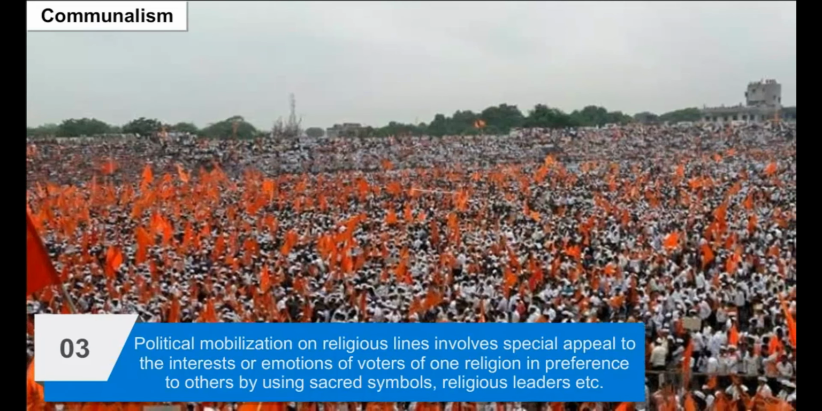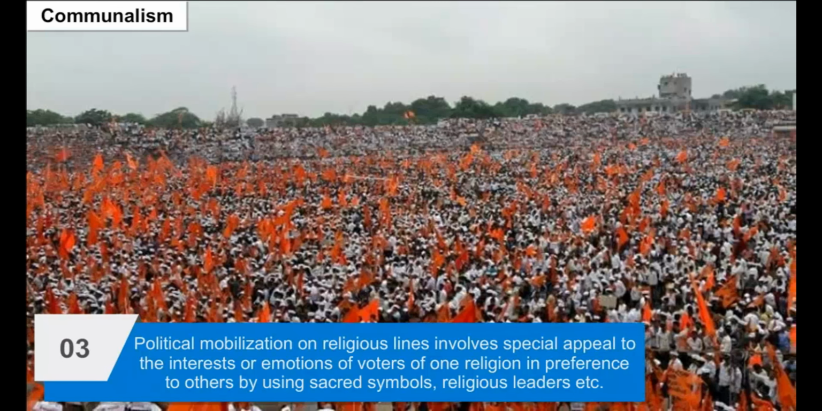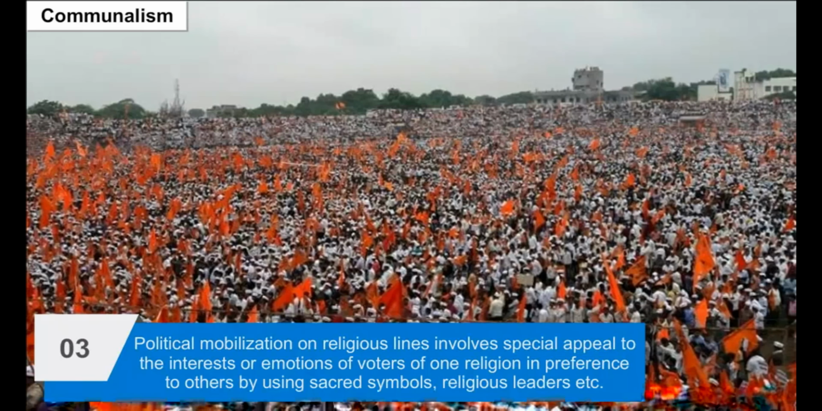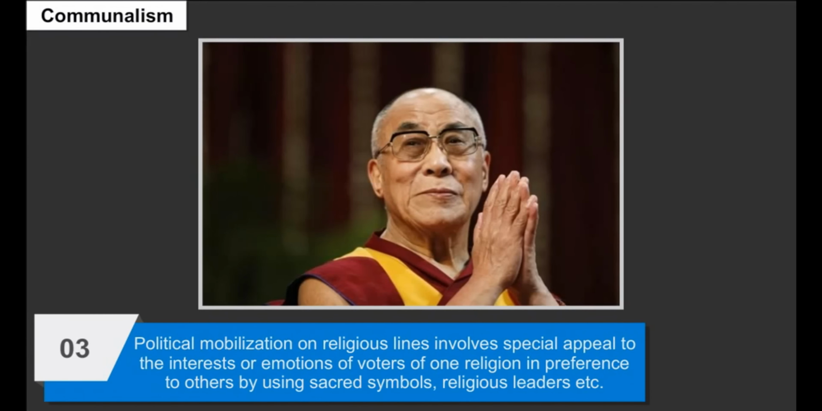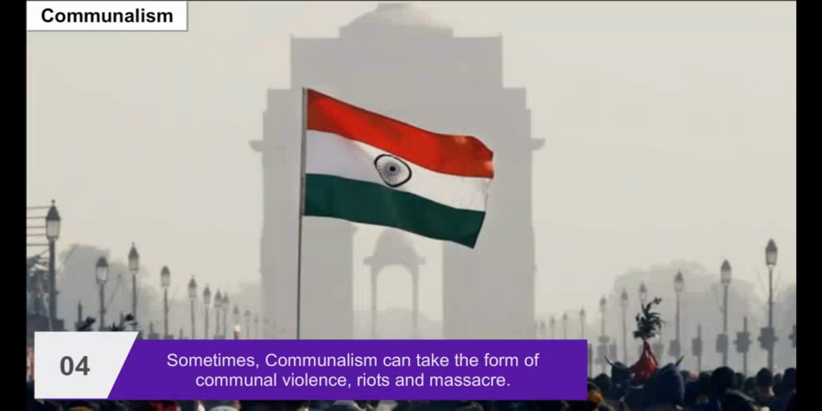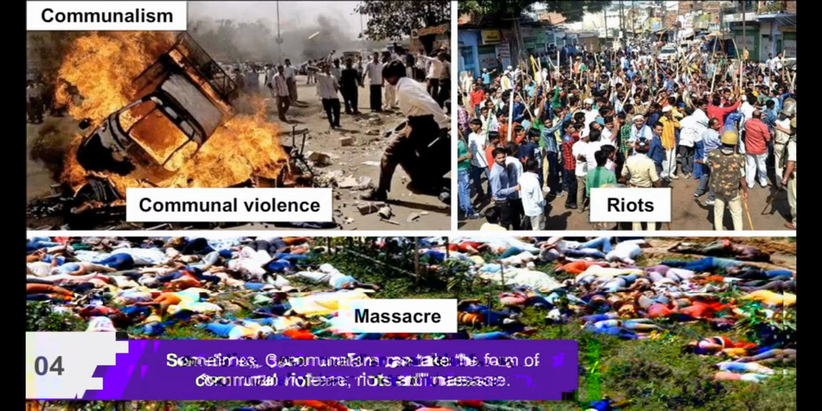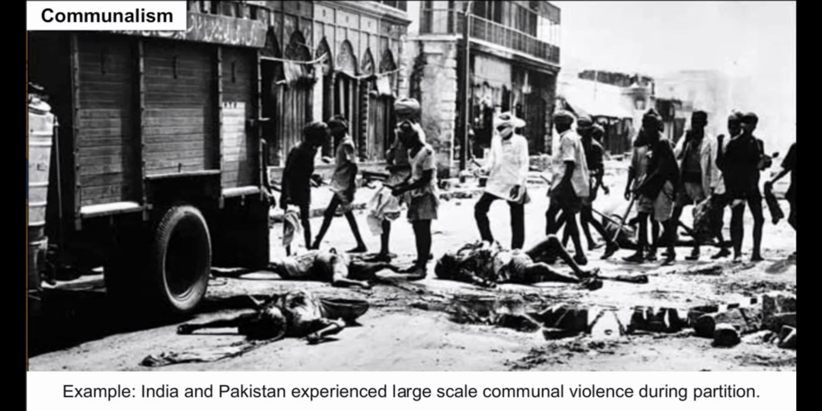Political mobilization on religious lines involves special appeal to the interests or emotions of voters of one religion in preference to others by using sacred symbols, religious leaders, etc. Sometimes, communalism can take the form of communal violence, riots, and massacre. For example, India and Pakistan experienced large-scale communal violence during partition.